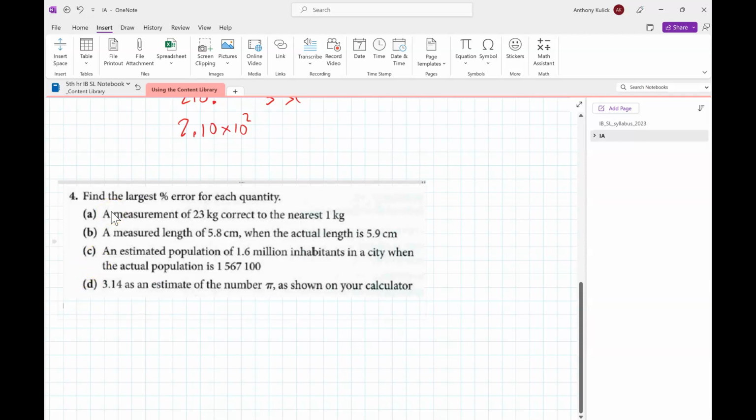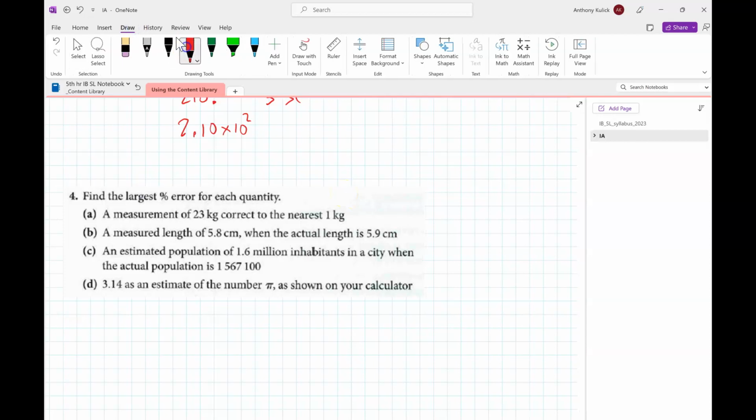4 says, find the largest percent error for each quantity. A measurement of 23 kilograms, correct to the nearest 1 kilogram. Okay. So what we're going to be saying here is x was equal to 23. But what was the bound on that? That could have been 22.5 all the way up to 23.5, right?